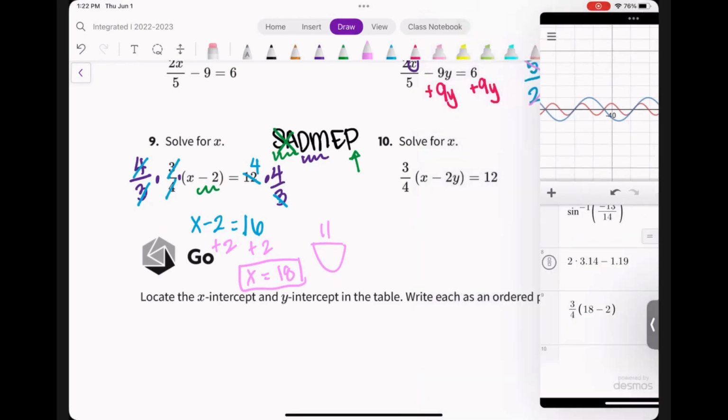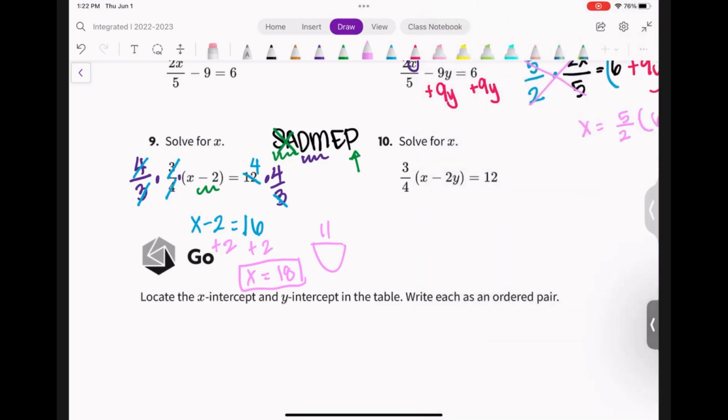Okay. So note how 9 and 10 are the same. They look exactly the same. The only guy that's different is this little y right here. So my observation for you, or my hope for you, is that you see how these are the same. So again, we use SADMAP, and I'd be like, hey, do you see any subtraction or addition?